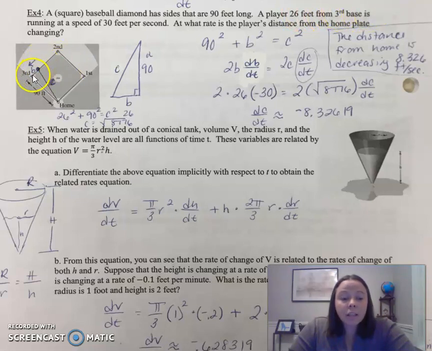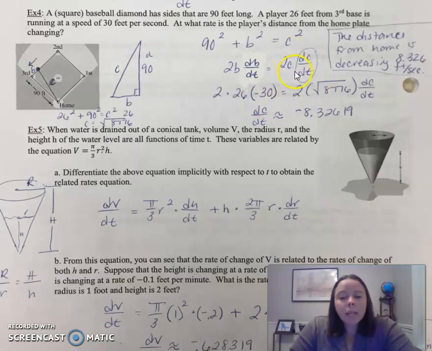And it tells you a player is 26 feet from third base. So that's nice. Be careful there. What if they had said that the runner has run this distance, and you would have had to subtract from 90? So just watch out for that. But they told you 26. And then here, when you go to plug in db/dt, it says it's running at a speed of 30 feet per second, but you have to be careful because B, that's this distance, is getting smaller. So that's why we're putting in a negative rate when we put in 30. So just be careful with that.